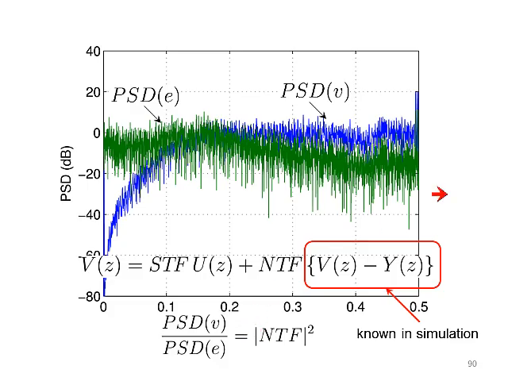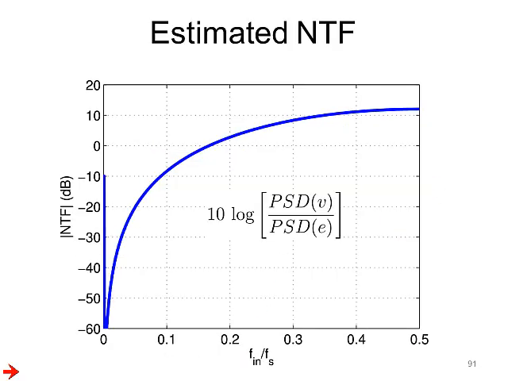When I divide PSD of V by PSD of E, this is what I get. And you can see that this is devoid of any, within quotes, randomness at all, because we do have access to the input sequence, which is E.